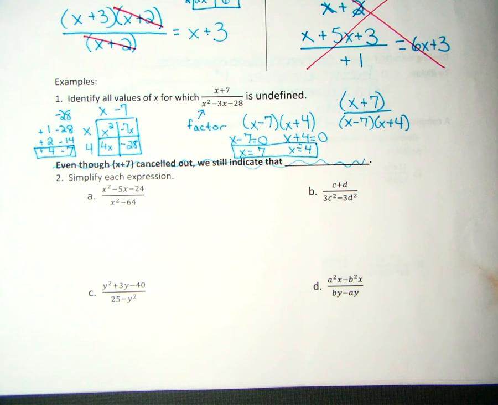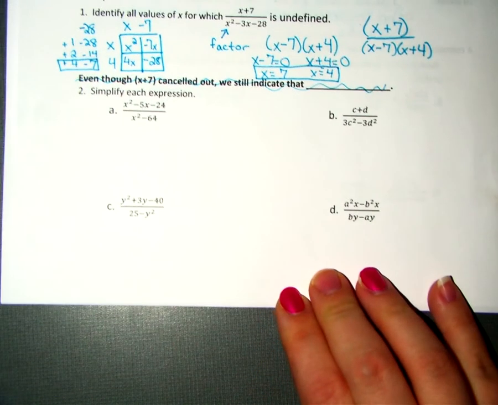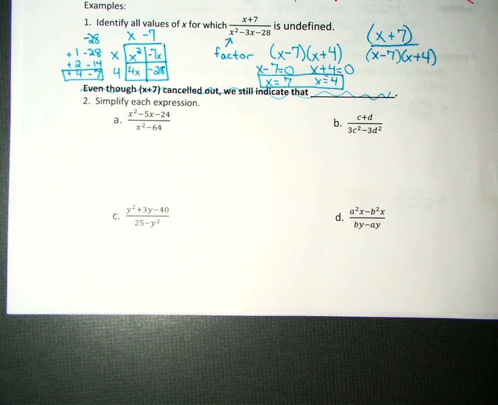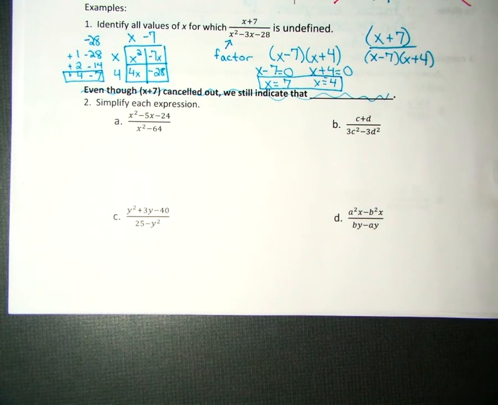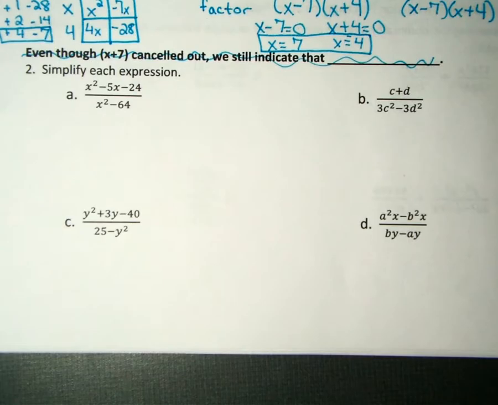Now, let's work on simplifying some more expressions here. Remember, the first step in simplifying these expressions is always to factor. And when we factor these, we're going to factor the top and we're going to factor the bottom of each of them.